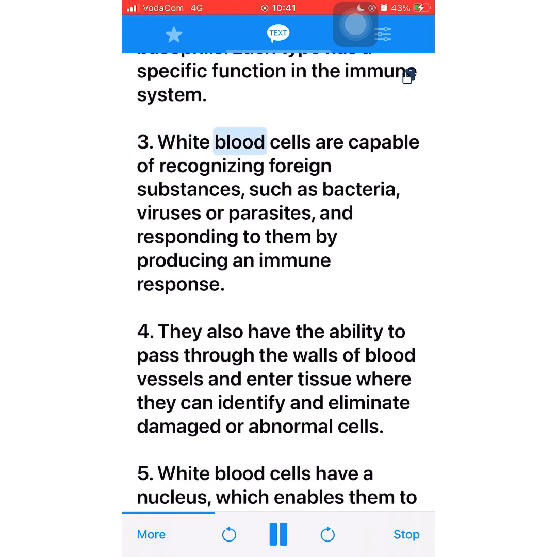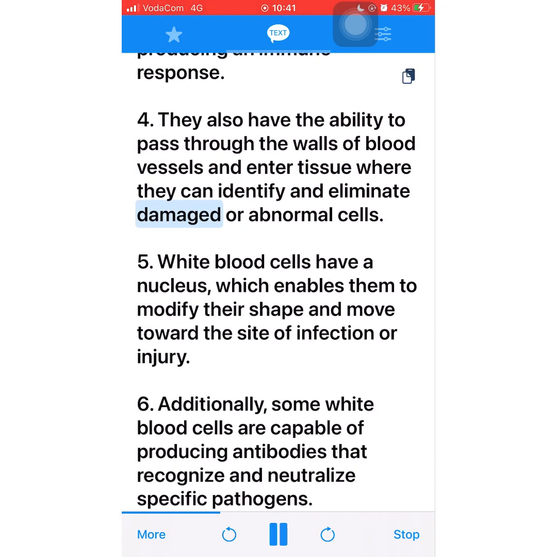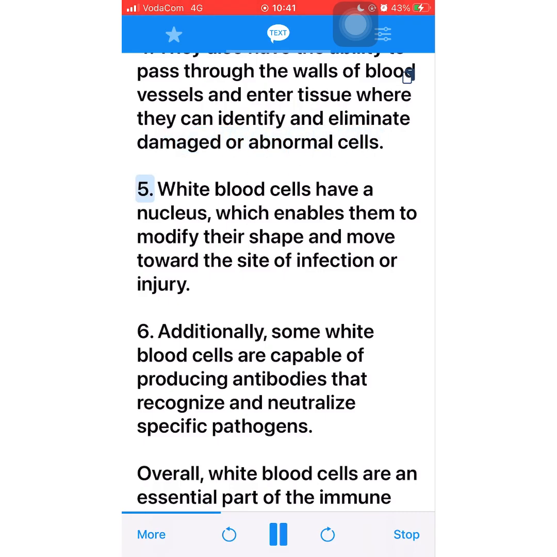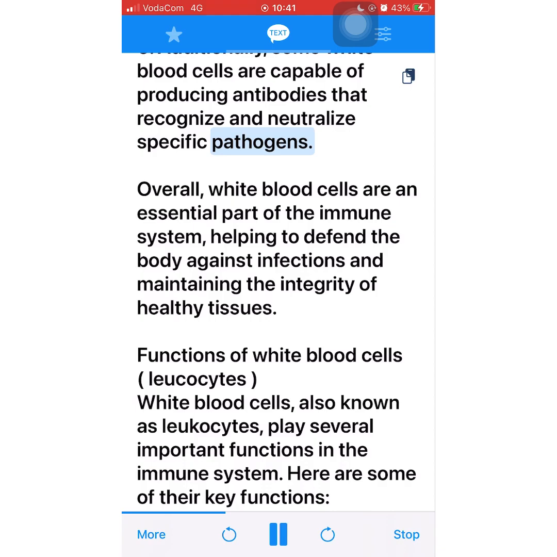3. White blood cells are capable of recognizing foreign substances, such as bacteria, viruses or parasites, and responding to them by producing an immune response. 4. They also have the ability to pass through the walls of blood vessels and enter tissue where they can identify and eliminate damaged or abnormal cells. 5. White blood cells have a nucleus, which enables them to modify their shape and move toward the site of infection or injury. 6. Additionally, some white blood cells are capable of producing antibodies that recognize and neutralize specific pathogens.